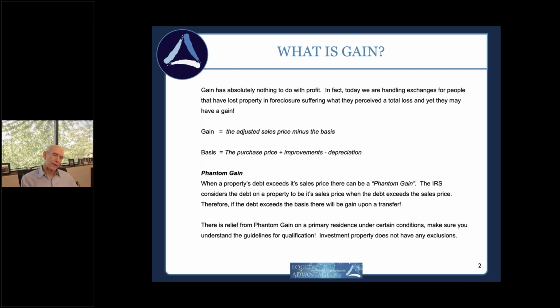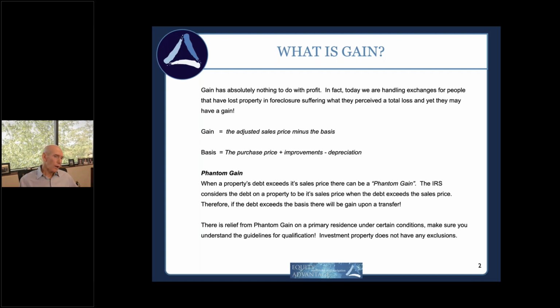But this gain thing, really gain has nothing to do with profit, and I've got to stress that gain has nothing to do with profit. And in fact, in a short sale or foreclosure, you can actually have tax exposure via something called phantom gain. So gain in the most basic sense is simply the adjusted sales price minus the basis. Your basis in a property is what you paid for it, plus the capital improvements, minus the depreciation.